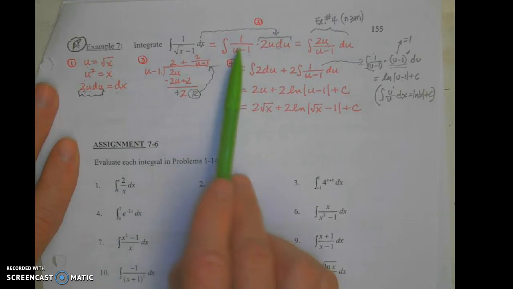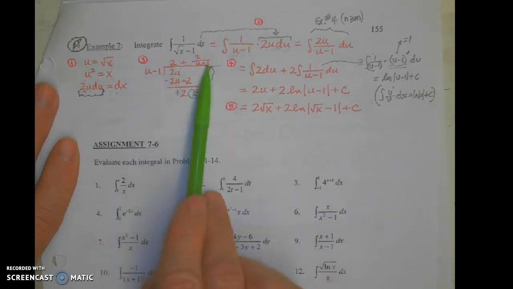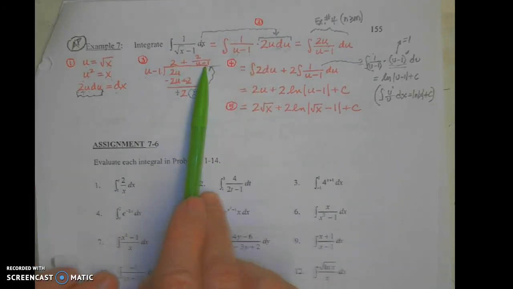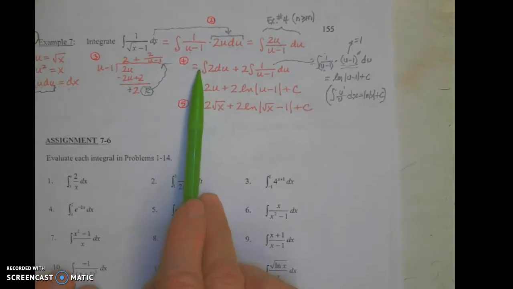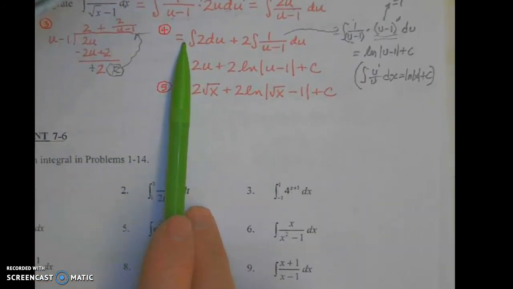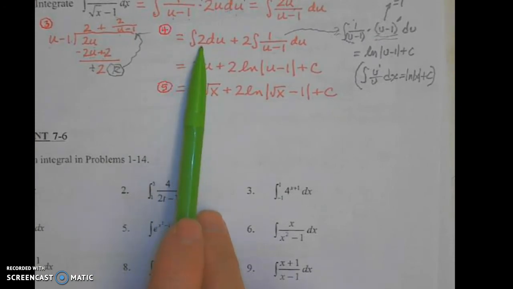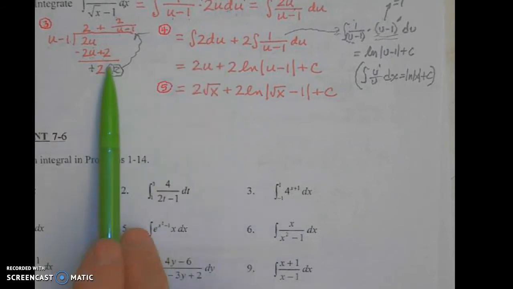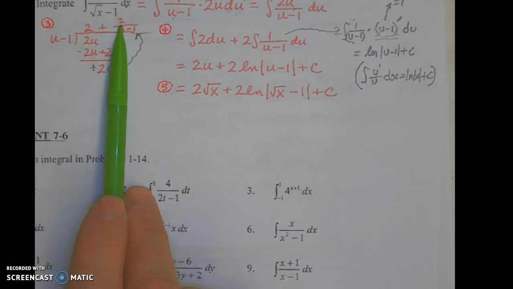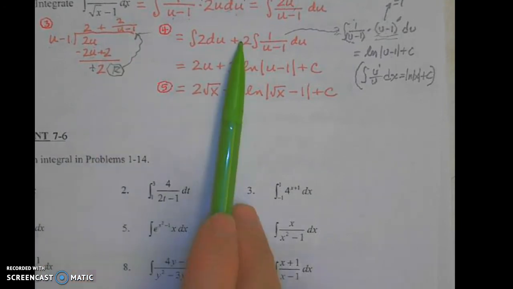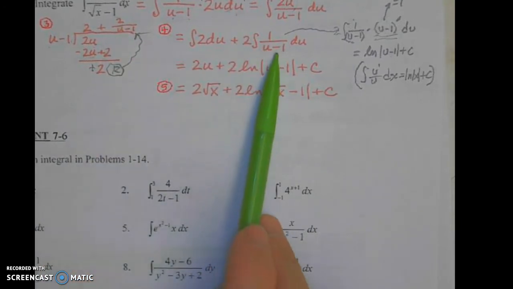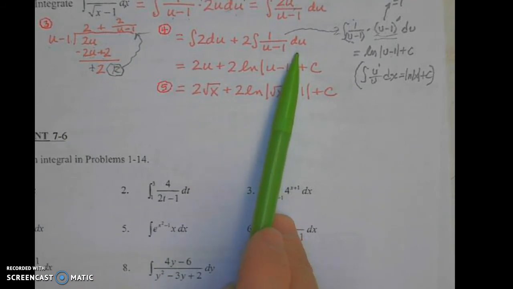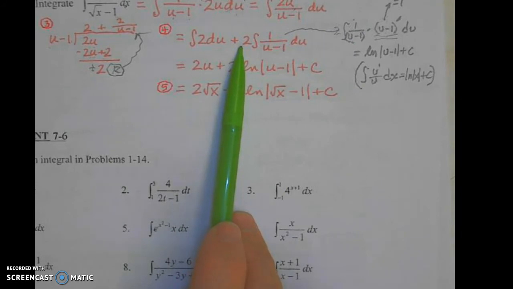So now we can take this whole integral and break it into 2 different integrals. Step 4 is to break up each integral. And to break up each integral, I'm going to say the integral of 2 du, and make sure it's du and not dx, because everything is in terms of u, plus, and then we're going to take this answer right here, we're going to take the 2 out and leave it as 1 over u minus 1 du. Now remember, that was originally written as 2 over u minus 1 du. We just pulled out the constant.